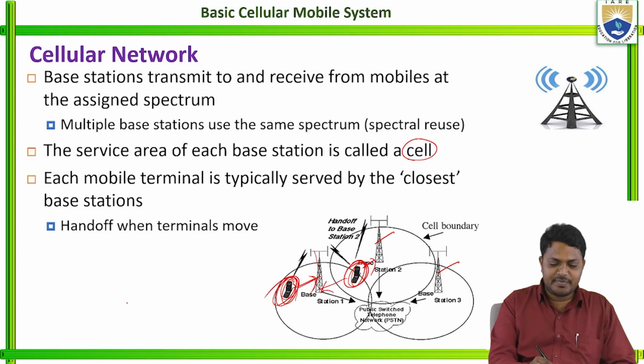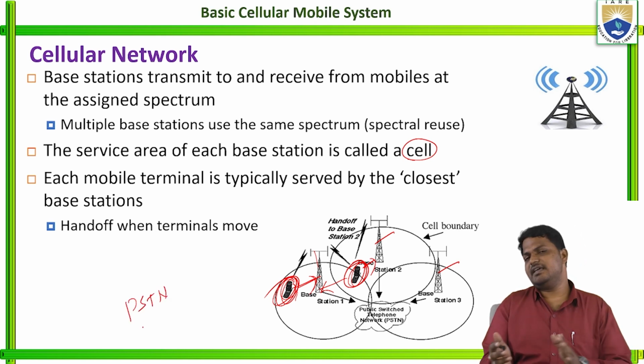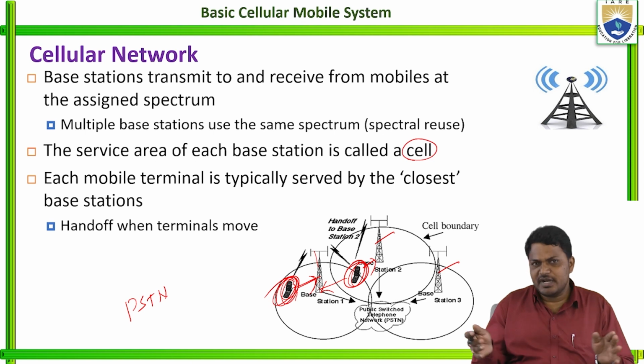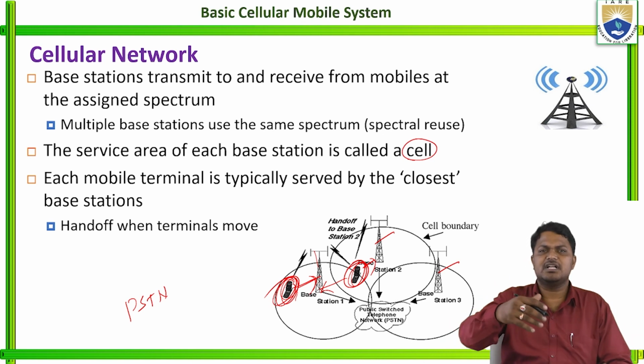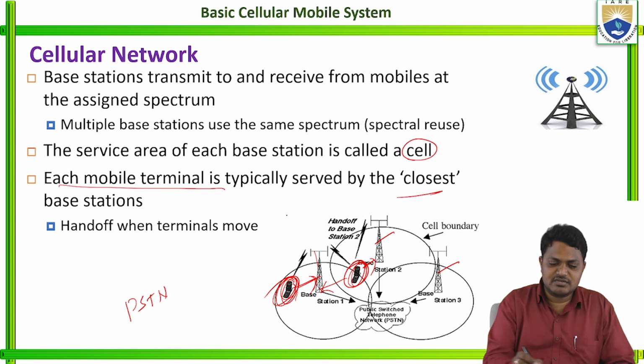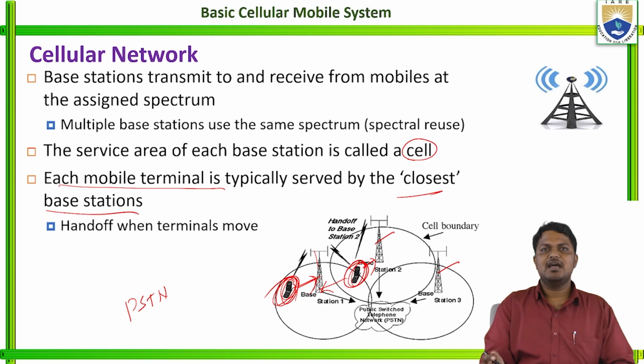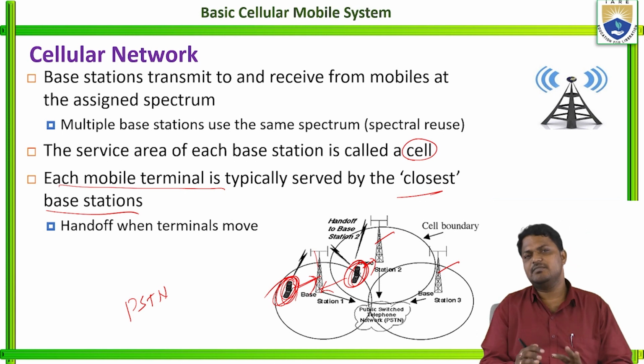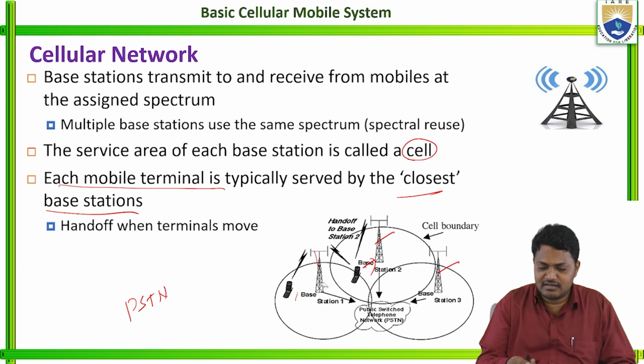So here, when the PSTN, the public switched telephone network, is there, then automatically the surrounding mobiles are connected to that base station only. So the point here is that each mobile terminal is typically served by the closest base station. Then handoff, I will explain here.